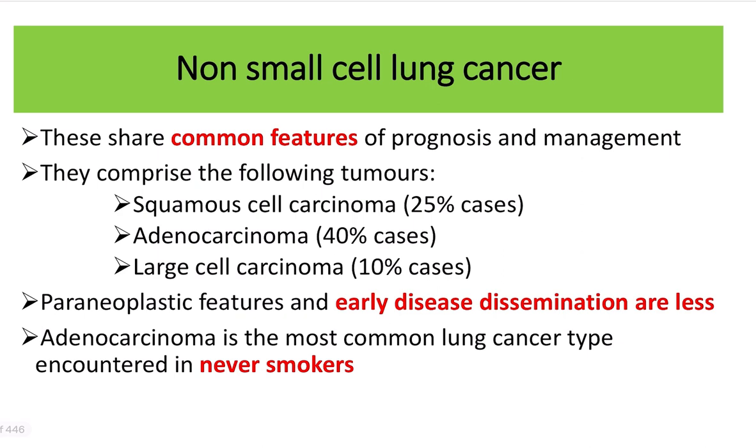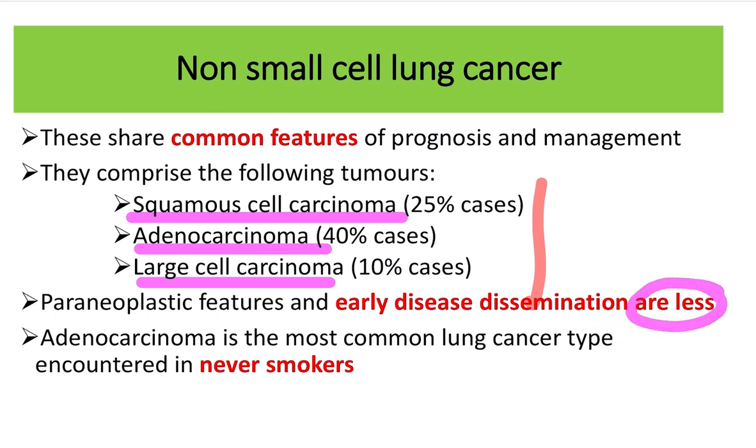Now the non-small cell cancer, these are the common features of the prognosis and management. The non-small cell cancers are the squamous cell carcinoma, which is 25%, adenocarcinoma, and large cell carcinoma. Paraneoplastic features and early dissemination are less. So the non-small cell cancers are typically better than the small cell cancer. All cancers are really bad, but the non-small cell cancer is relatively better than the small cell cancer.